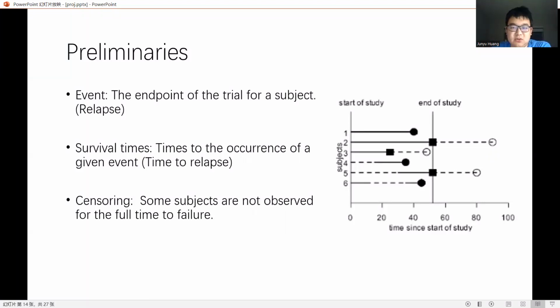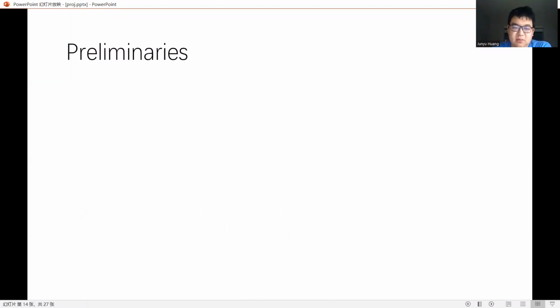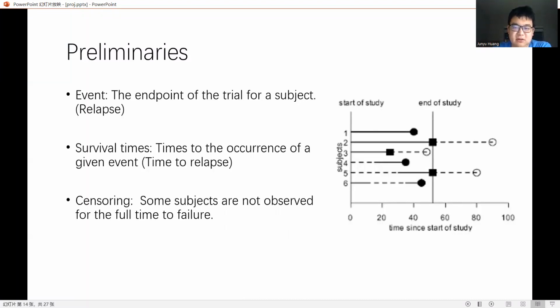Here are three terms. First is the event, which means the end point of the trial for a subject. In the example, it is relapse. Another term is survival time, which means the time to the occurrence of a given event. And censoring means some subjects are not observed for the full time until failure. The plot on the right gives a good example of what happens when we are doing a clinical trial.